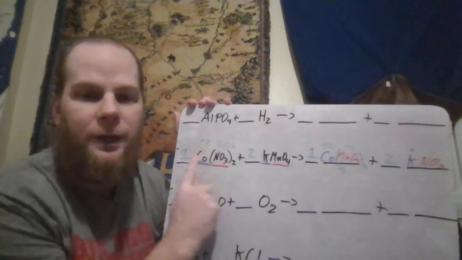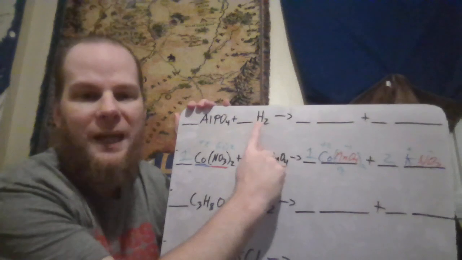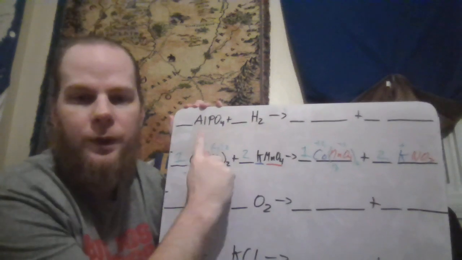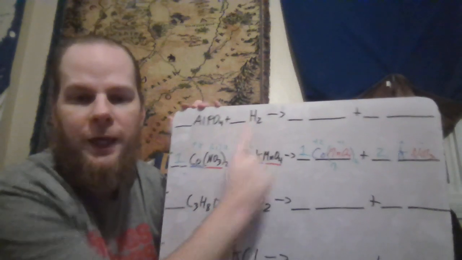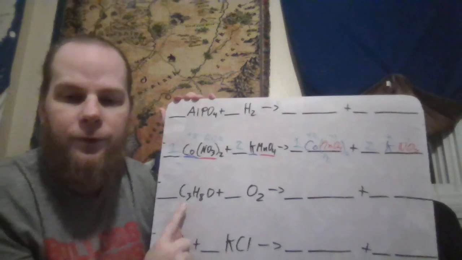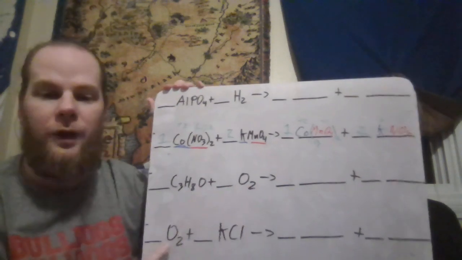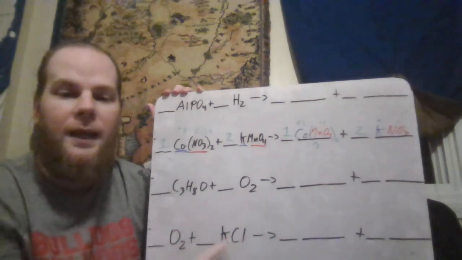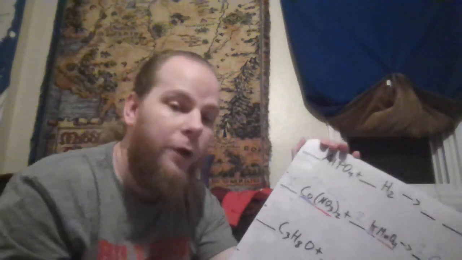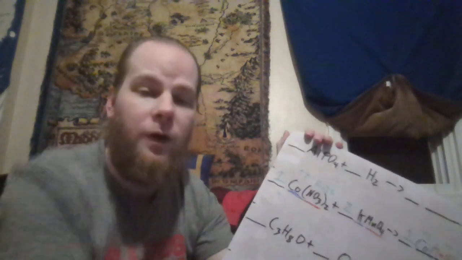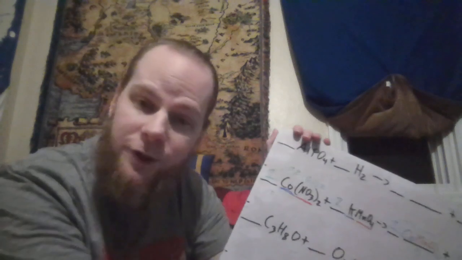Okay, the rest all have 1 compound and 1 elemental. Here we have aluminum phosphate and hydrogen. Here we have that and oxygen. Here's oxygen again, and KCl. We're going to next cover combustion, because combustion is the next.